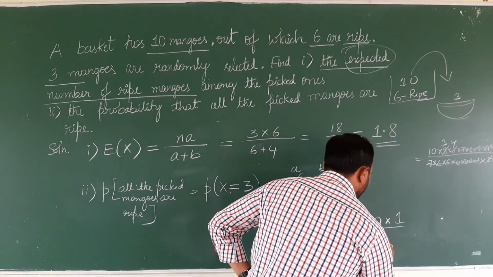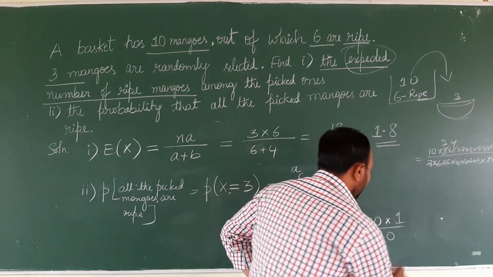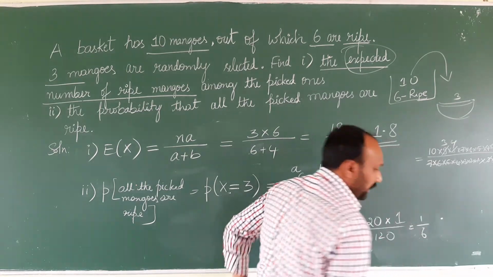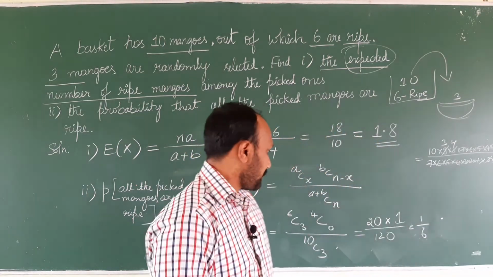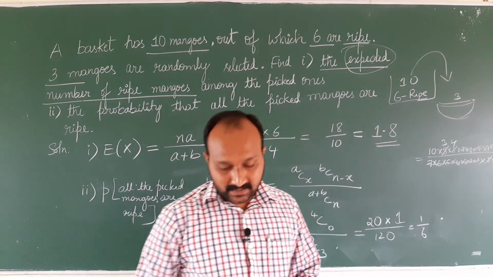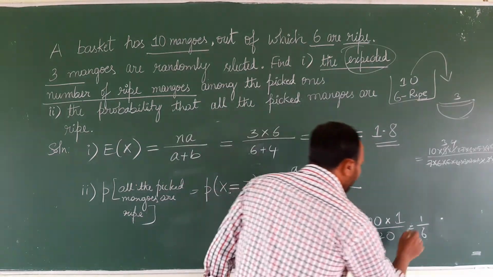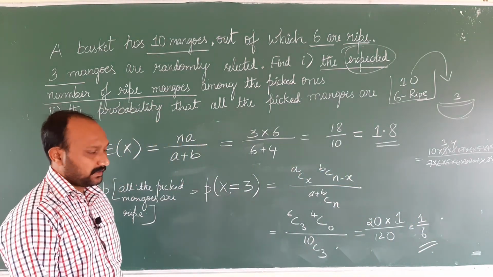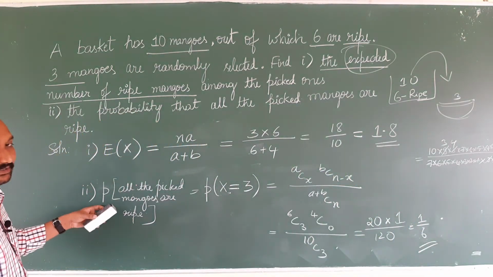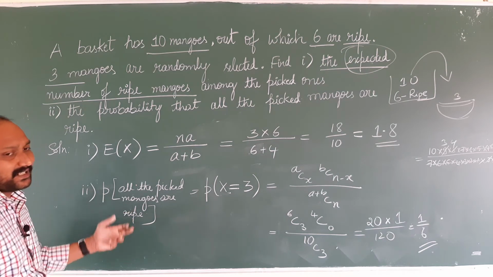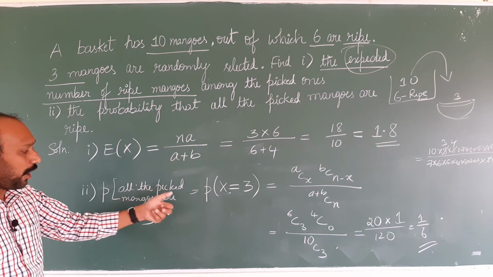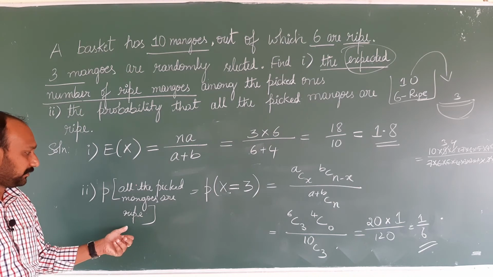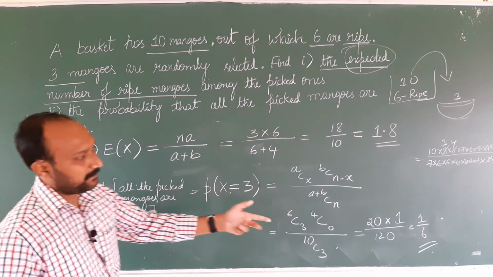So 20 by 120 is 1 by 6. 20 ones are 20, 6 twenties are 120. So the answer is 1 by 6 for the second question. That is the probability that all the picked mangoes are ripe is 1 by 6.